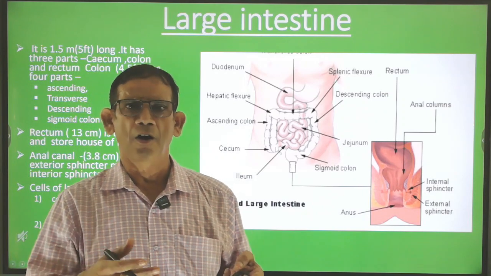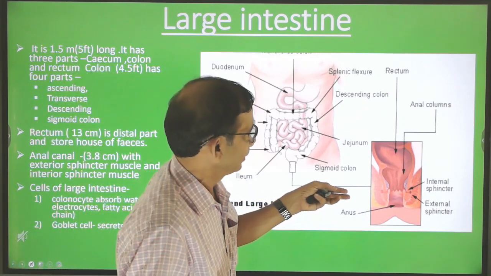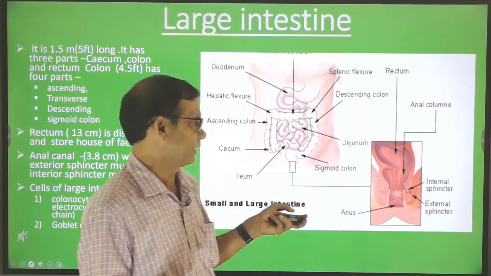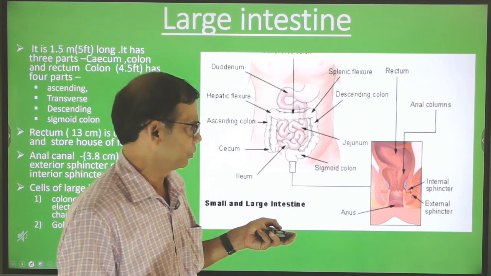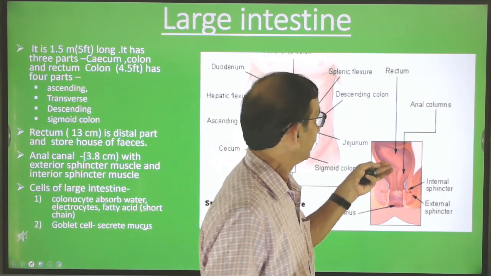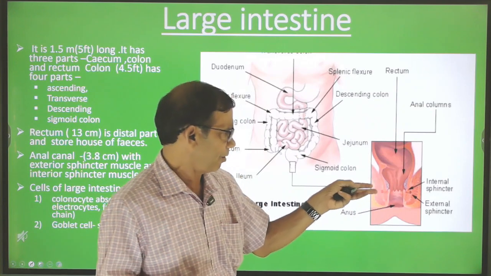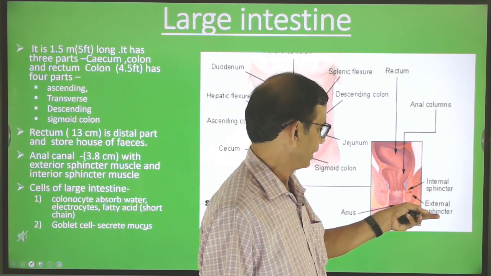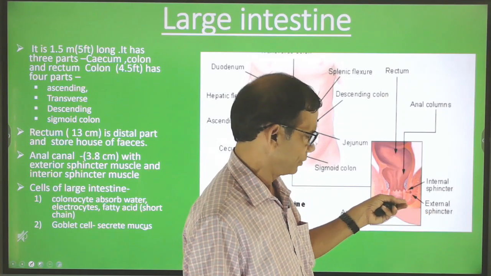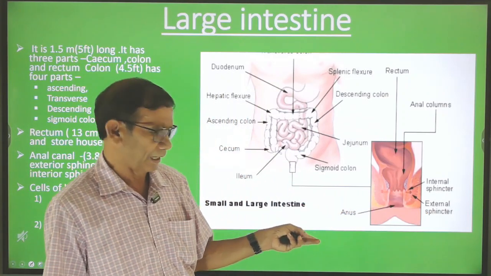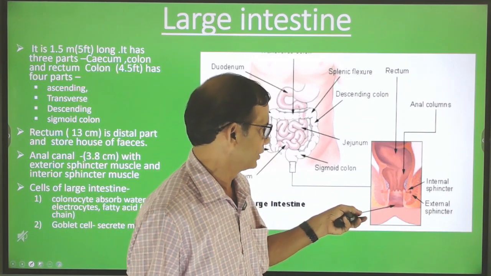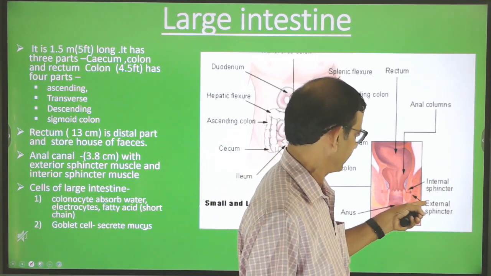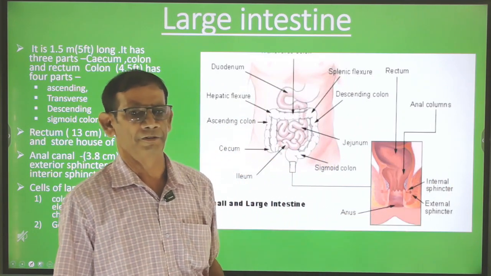which later on opens into a particular type of storing sac in the case of the large intestine, where all fecal matter is stored. It is called the rectum, and from the rectum, through two types of sphincter, the internal sphincter and the external sphincter, it opens into the anus, and passes out as fecal matter.